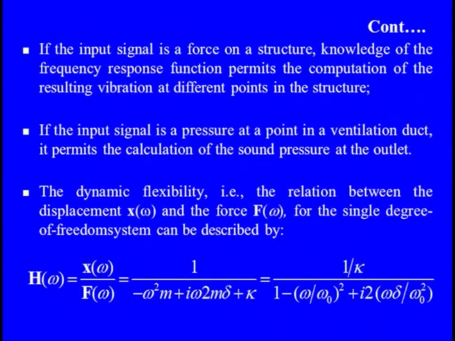Or else we can divide this into ratios. We have two ratios: one is the damping ratio, which is the available damping divided by the critical damping, and the other is the frequency ratio, the exciting frequency divided by the natural frequency. When we do this, the dynamic flexibility is equal to 1 by k divided by 1 minus the frequency ratio square, omega by omega n, plus iota 2 omega by omega n into delta square.